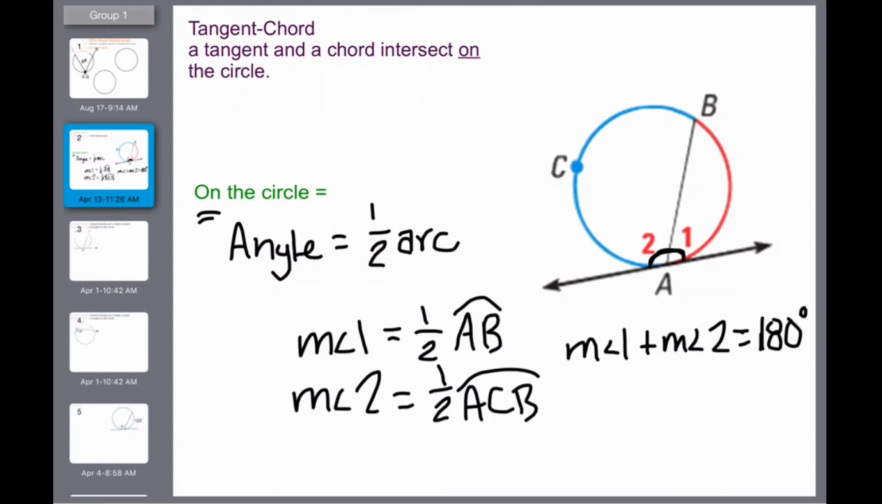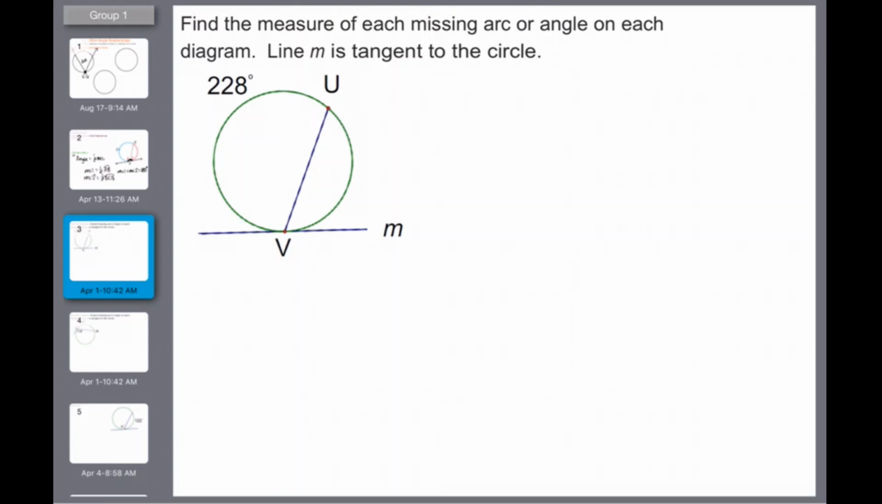All right, so let's take a look at a few examples. I have 3 different examples lined out for us. So our first example, we want to find the measure of each missing arc and each missing angle on this diagram. And we're saying that line M is tangent to the circle. So we're given one arc already. We're given this large arc right here.